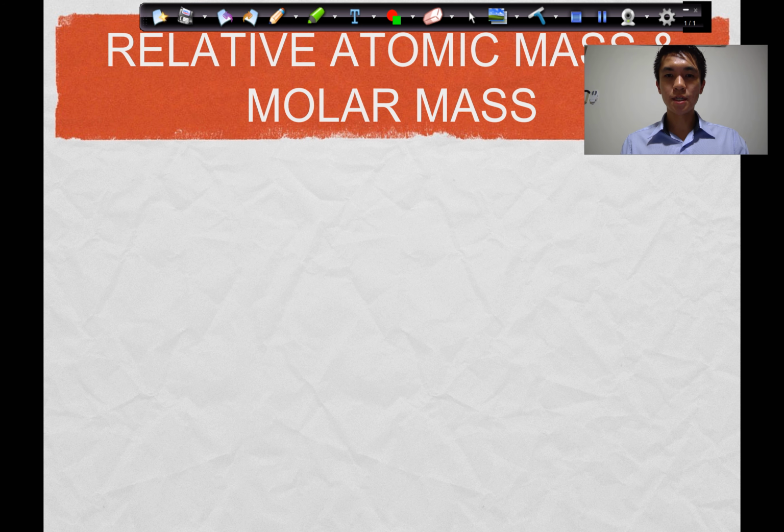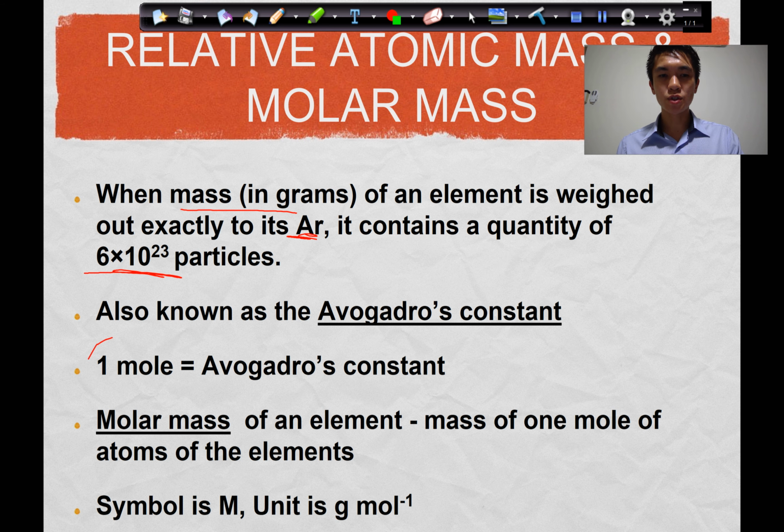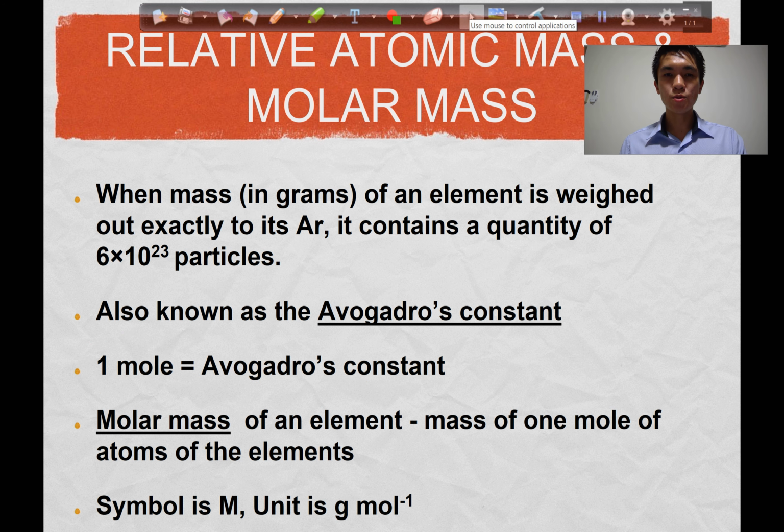So what happened is that scientists argue that when the mass of an element is weighed exactly to its AR or MR, it will consist of 6 times 10 to the power of 23. This is what was covered in the first video. This is also known as 1 mole of substance, also known as the Avogadro constant. Okay, so moving on.